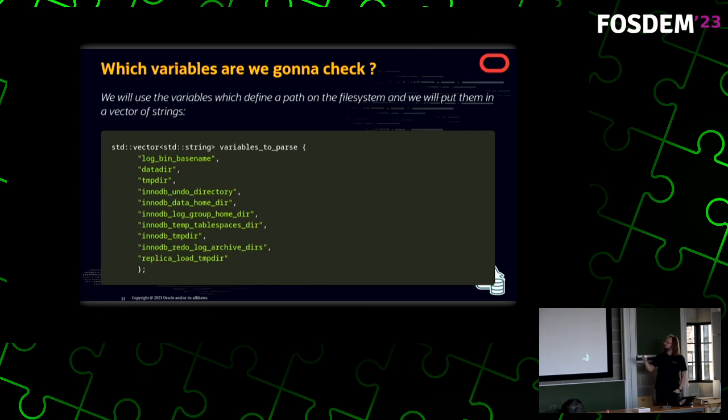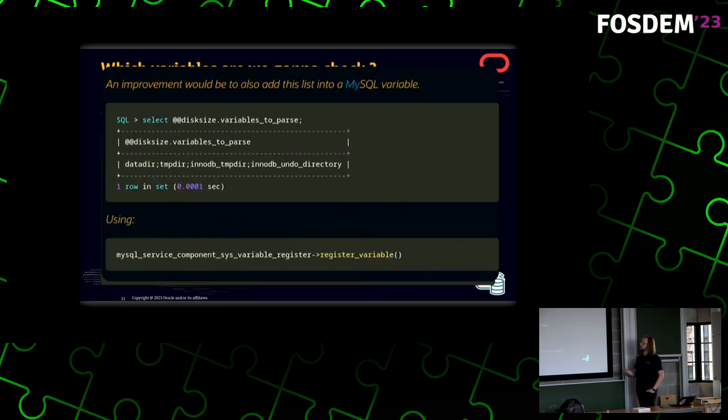So here I will use a vector of strings and put all these variables in it. This is predefined, because I know that if there is some value in these variables, I will check that. Of course, if you want, you can extend that and create, for example, a variable where you will put the names of the variables to list. It's possible, it just depends on what you want to do.